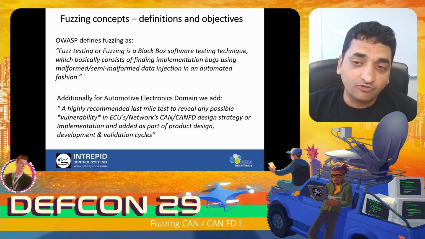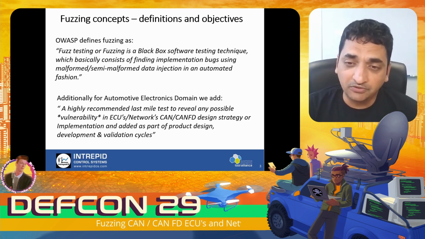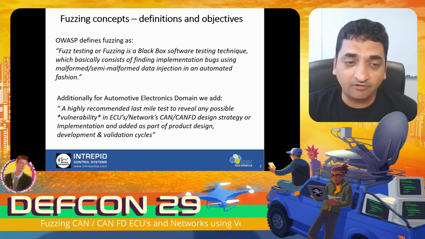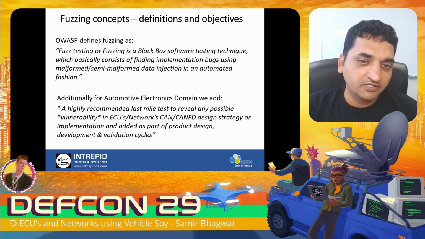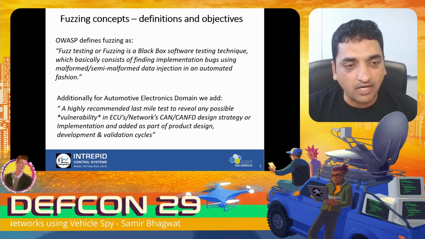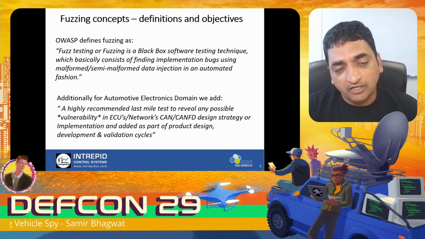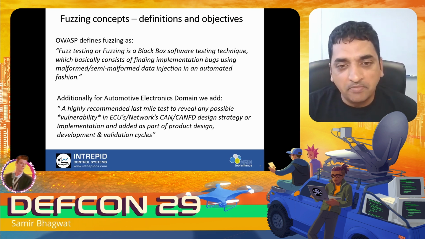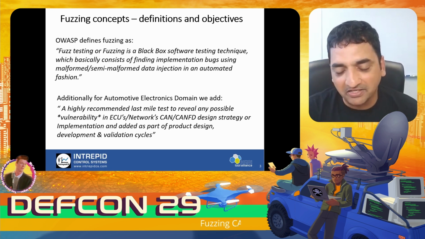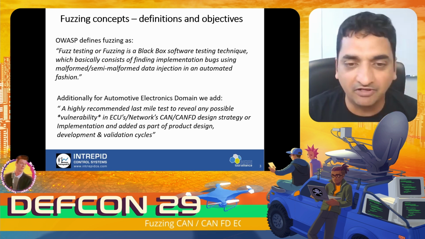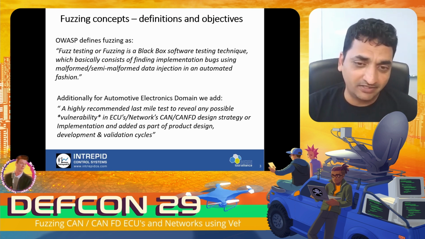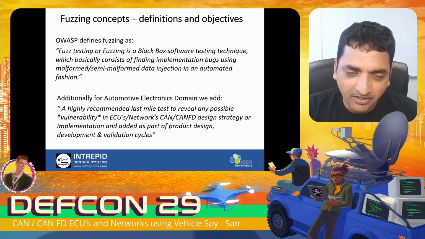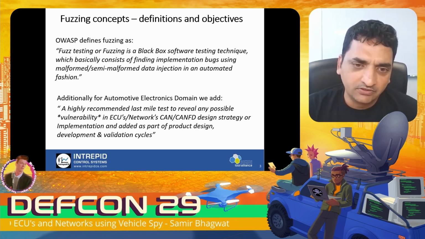It's a well understood fact, all of us know that, the cost of fixing a bug increases exponentially if discovered later in the development cycle. In fact, this additional testing may not have a large impact on the cost, and people are trying to assess, hey, if we do CAN fuzzing and CAN FD fuzzing, is it going to be very expensive for me? That's not entirely true.